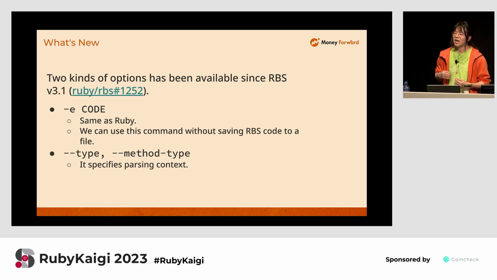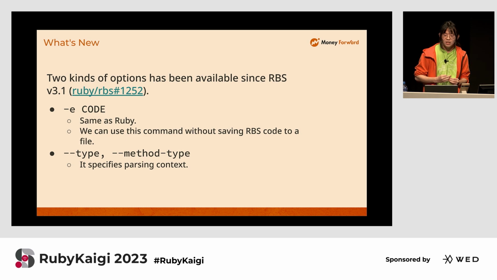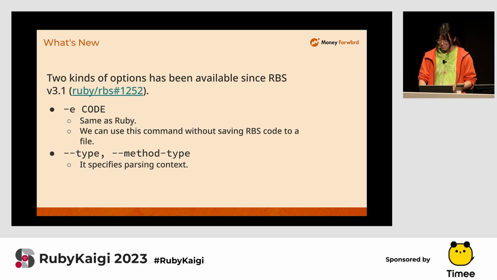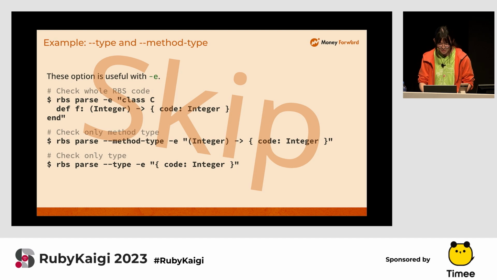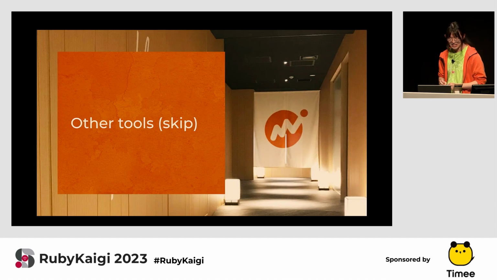Previously, we needed to save a file to do a syntax check, but since RBS 3.1 it is not necessary; you only need to specify a string from the command line. And the type and method type option specifies a parsing context. I won't describe it in detail because I have no time, so I'll skip it. Sorry.